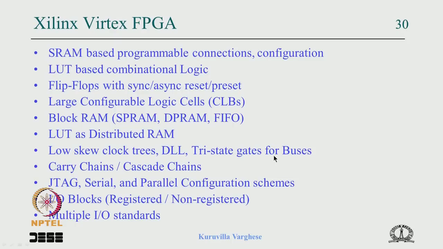Then you have tri-state gates for forming the buses, which may not be available in the current FPGAs. You have carry chains. We will see what a carry chain, or carry logic, or cascade logic is. Then there are various configuration schemes, the serial, parallel, JTAG and all that. There are IO blocks which support multiple IO standards, okay.